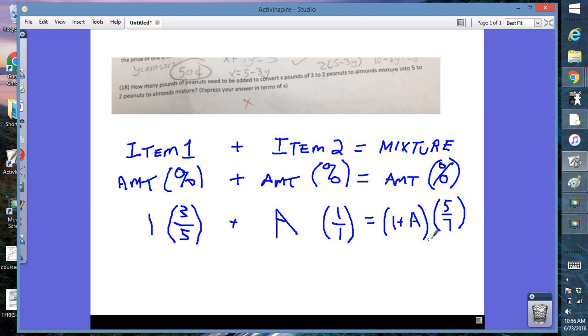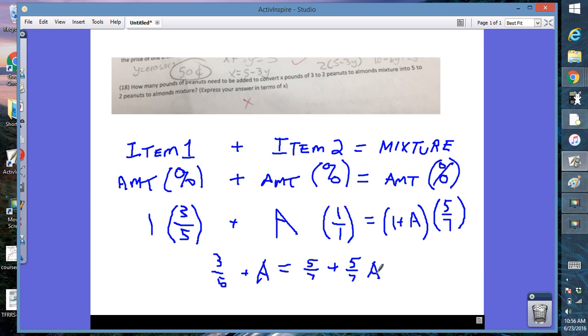And it has now this composition of 5 peanuts for every 7 items. Okay, so you're going to solve this. Now the rest of this is just a fraction math problem. You've got 3/5 plus a. Pardon me, I don't write very well with this mouse. I need to find a good writing device for a computer. Make sure you distribute here. You've got 5/7 plus 5/7 a. Make sure you distribute to both items.